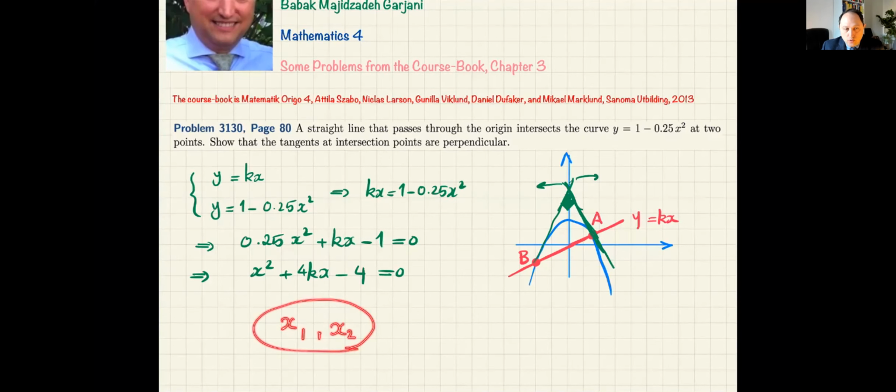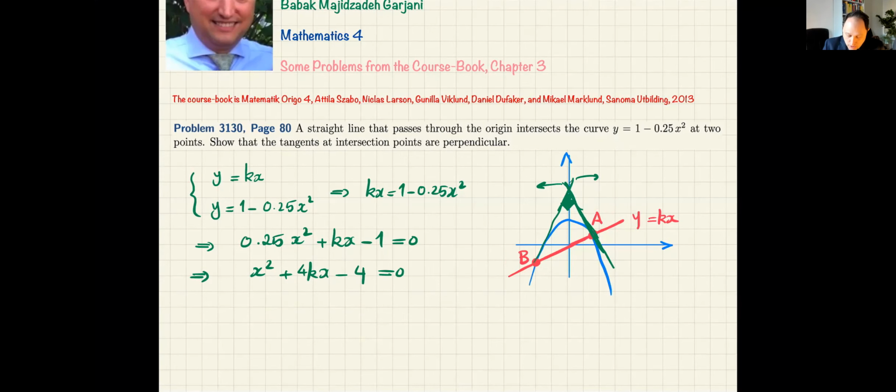If I solve this problem until the end, it's a quadratic equation. I use the ABC or PQ formula to find x1 and x2. What is the geometric interpretation of x1 and x2? What is the meaning of these numbers? These are the x of A and the x of B.